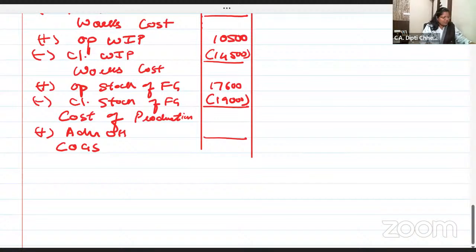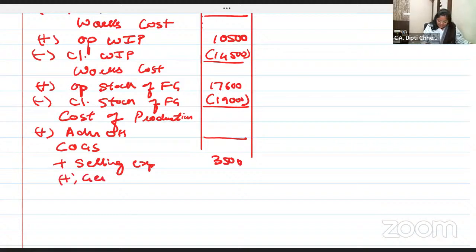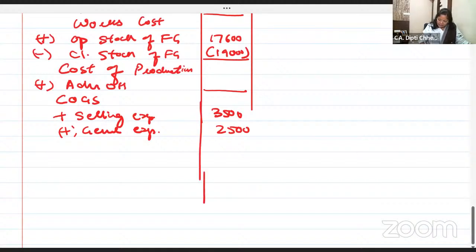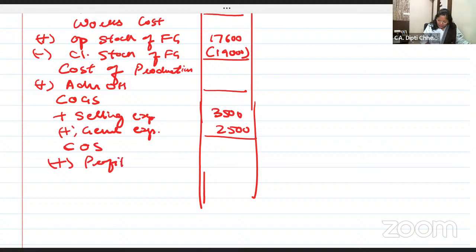So cost of the goods sold we got. Now add to it selling and distribution expenses, 3,500. It's given. General expenses, nothing given. General expenses will also come here only, 2,500. And finally, cost of goods sold plus selling expenses gives you cost of sales. If you add profit, you will get sales. Sales is given to you, 75,000. Good.